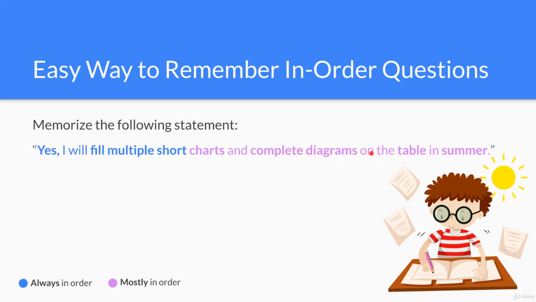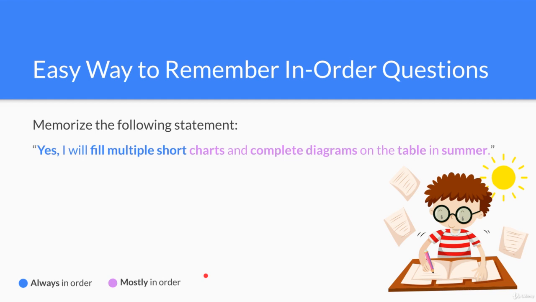So this sentence is a mnemonic. What that means is that this is a tool to help you memorize which questions are always in order and which questions are mostly in order. So the questions that these words represent here in the blue color are the questions that are always in order. Here in the purple color, we have questions that are mostly in order, most of the time.